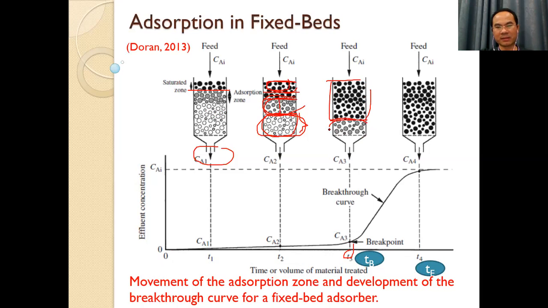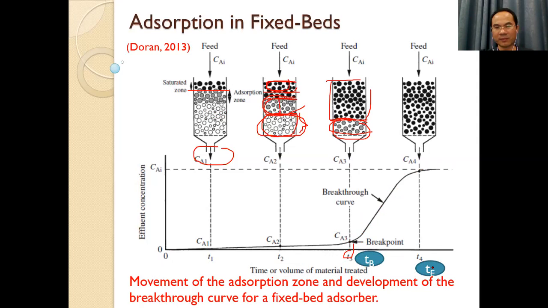And this is the adsorption. If we flow this continually, some amount of solute will be adsorbed by this adsorbent. If the adsorbent is full with adsorbate, or saturated with adsorbate, and you feed further, the solute cannot adsorb to the surface of the adsorbent because there is no site for the solute. That means if you feed further, the concentration of solute increases rapidly.